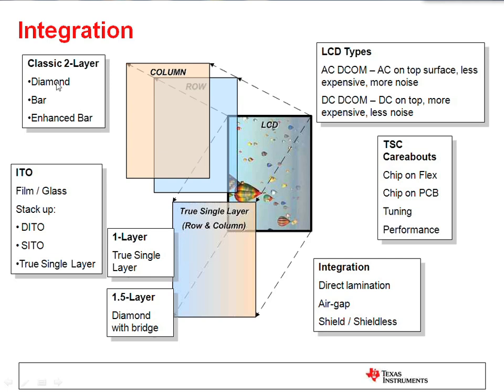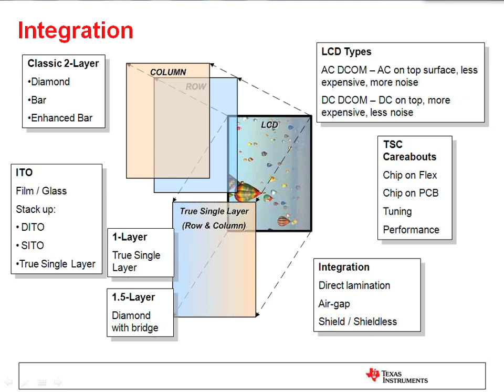But the classic two layers, some of the patterns you'll see are diamond bar, enhanced bar. The LCD itself, you can have just basically AC VCOM or DC VCOM, and that really means, do you want something with more noise on top, a cheaper solution, or a less noisy, more expensive solution. Your ITO, you're going to have just different types of stack ups. So with the true single layer stack up, you have just one layer that's right there.